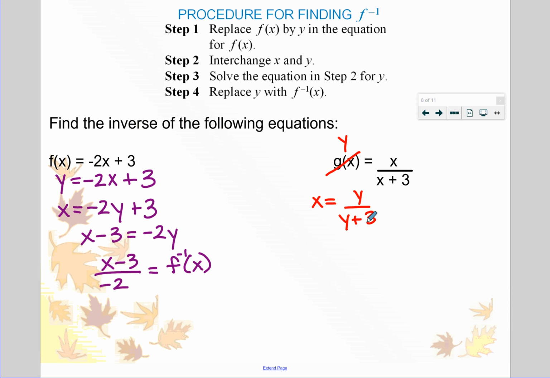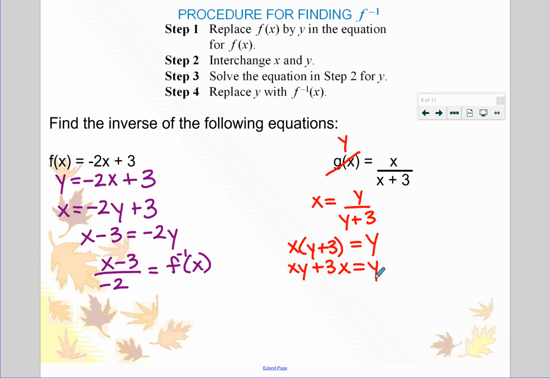I'm going to multiply both sides by y plus 3. So on the right, I'll just have a y, if I multiply by y plus 3. And on the left, I'll have x times the quantity y plus 3. Can simplify it even more, just again, making it easier on myself. I'm going to go ahead and distribute that x through. xy plus 3x. Okay, so I got rid of the denominator.